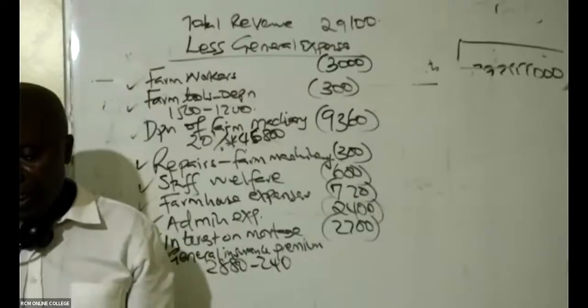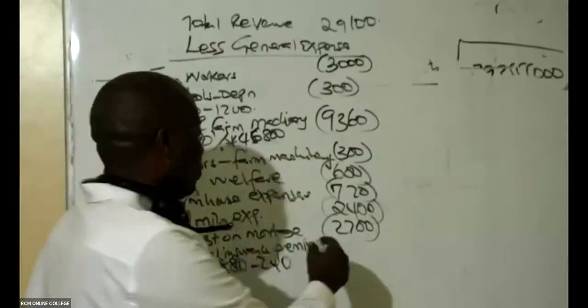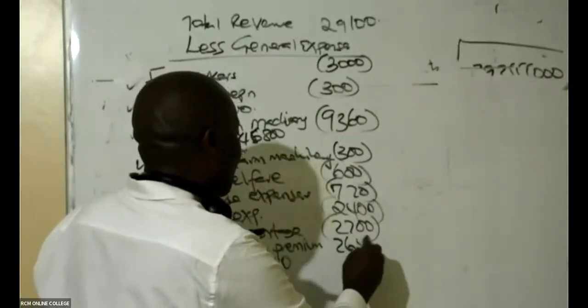Is anybody able to give me the general insurance expense for the year? 2640. Thank you so much.